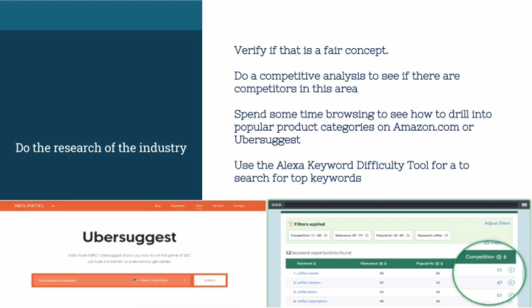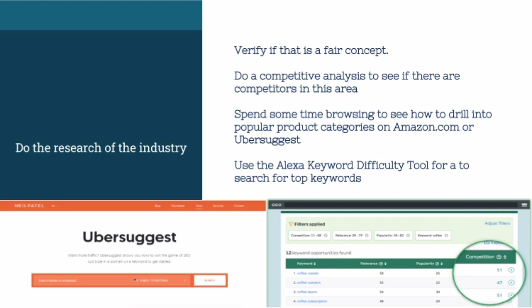If there is an idea of the sort of niche marketing to pursue, SMEs need to verify if that is a fair concept. Following this, they need to do a competitive analysis to see if there are competitors in this area of service, and if so, what those brands are already doing. So if you're able to see what they are doing, what can you do better than them?